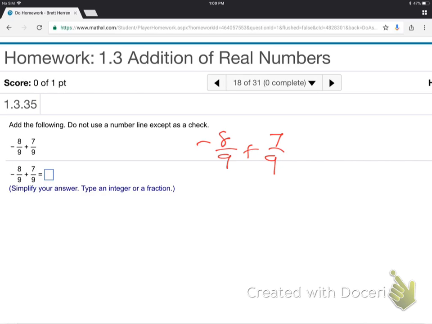I'm not going to change these to decimals. Why? See what they want? They want a fraction answer in the end. See the blue line? The blue line tells you the format of the answer. Watch those blue lines. They want a fraction. So I've got to stay in fractions on this one.